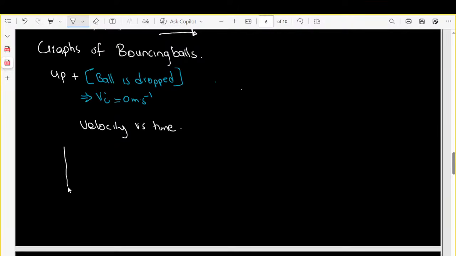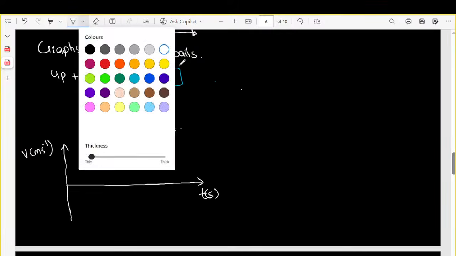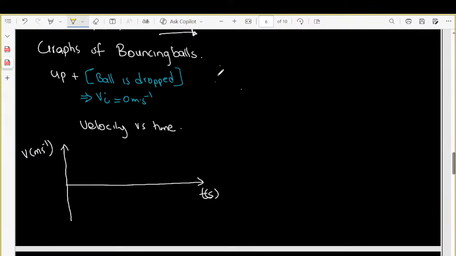The velocity versus time graph. So this will be my graph, and then this will be time in seconds, and this will be my velocity in meters per second. Right, so now I'm going to show you how to draw the graph. So remember, we are dropping a ball, and what will happen if the ball reaches the ground? The ball will bounce. You understand when I say the ball will bounce? Yes, I understand.